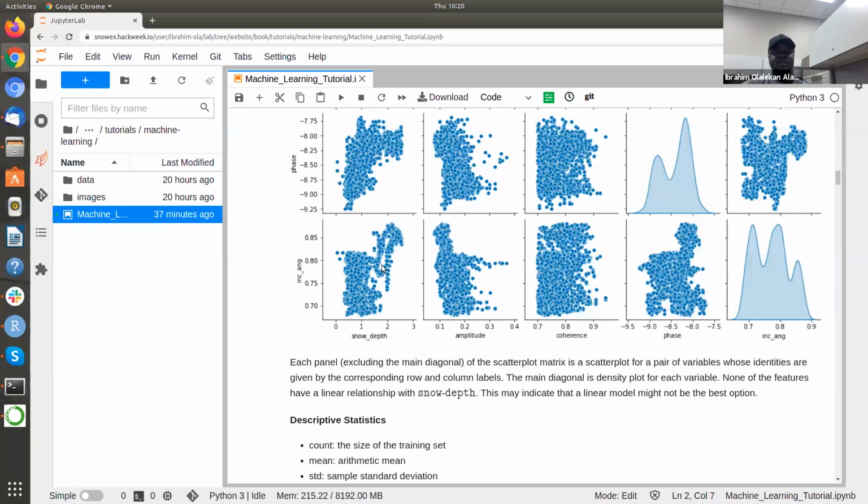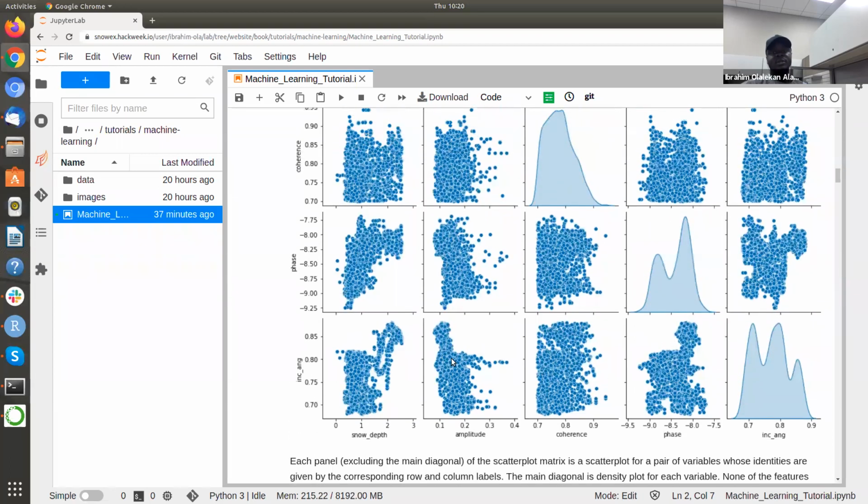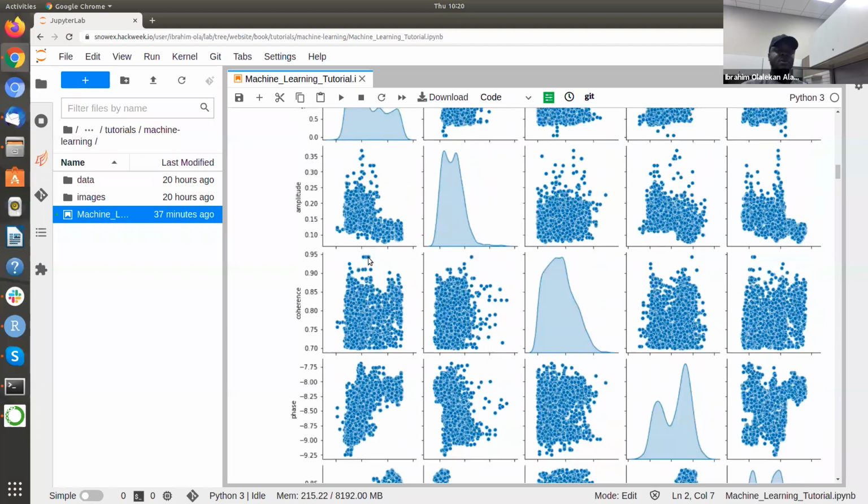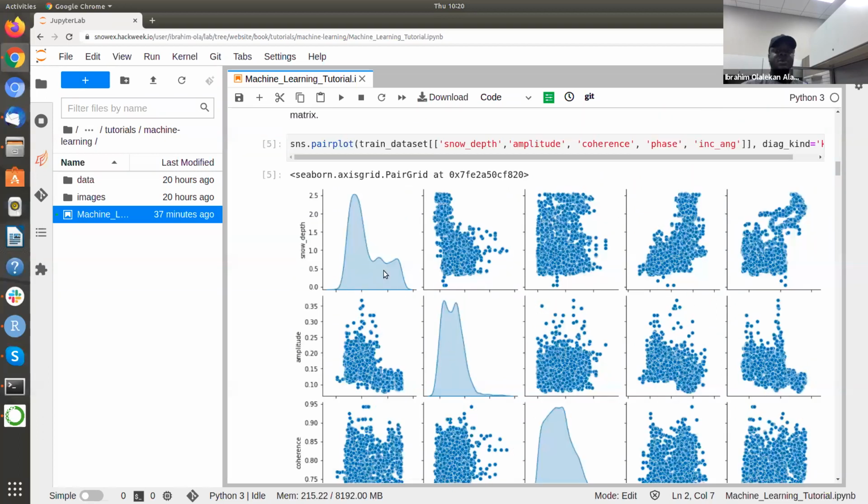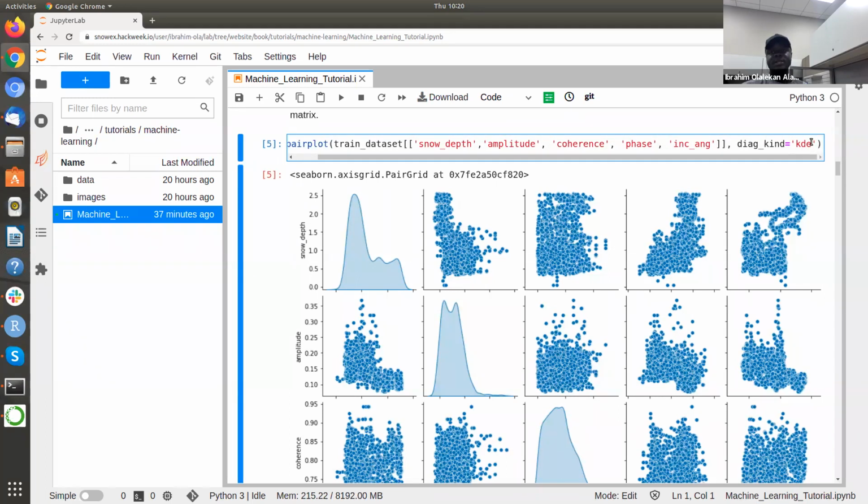As an example, this is a scatter plot of snow depth and incidence angle. This is a scatter plot of amplitude and the incidence angle, and it goes on like that. On this diagonal, we have the shape of the distribution. This is like a histogram, but here we are not using the histogram per se, we are just using the distribution, and that is what this KDE means. KDE is a way of estimating the density of a particular variable. So if you had plotted the histogram of snow depth as an example, it would have looked something like this.